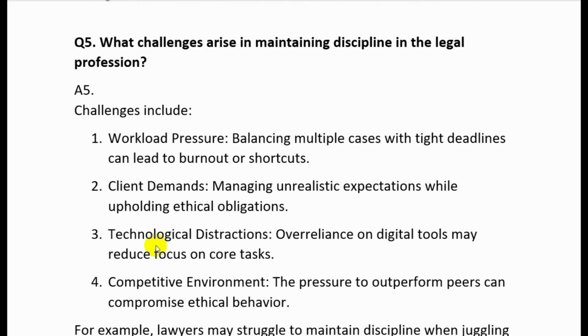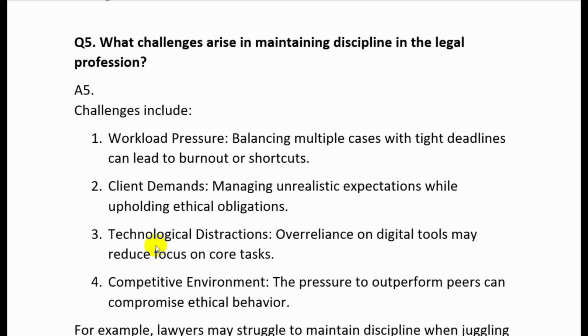Balancing multiple cases with tight deadlines can lead to burnout or shortcuts. This is very common with most practicing lawyers, that they are handling multiple cases and the dates are very closely arranged, so that it becomes very difficult for them to concentrate correctly on one case or prepare for multiple cases on the same day. So this will lead to burnout, or taking shortcuts, or taking adjournments.